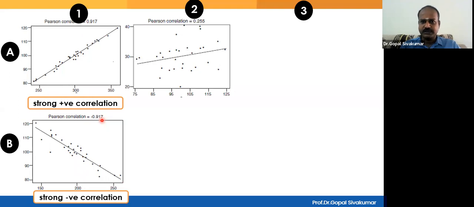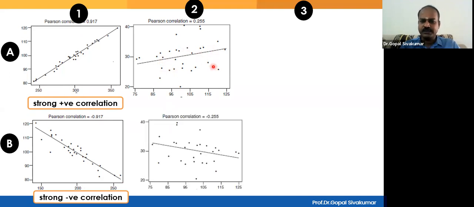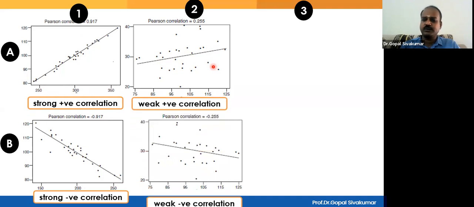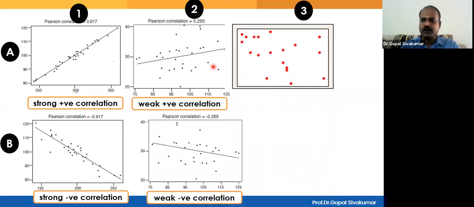And here, I would say weak positive, because the points are far away. You can see the points are far away from the regression line. And this is weak negative. So weak positive and weak negative correlation. And the third one, now I cannot make any conclusion because the points are completely scattered. That means I am not able to comment what happens to y when I change the x. That means x is not a variable which can control your y. So under such a situation, I will say there is no correlation.